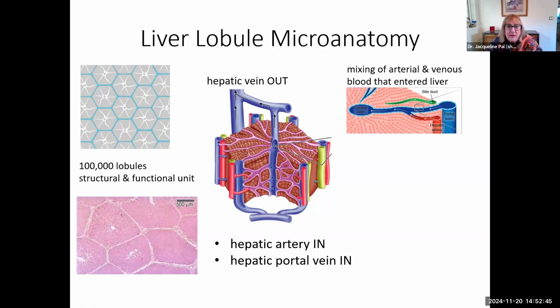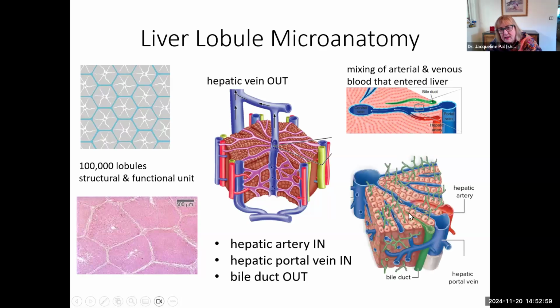And then blood travels towards the center of this liver lobule, and then eventually these will coalesce to the hepatic vein going out. Now, additionally, these hepatocytes are going to be making bile, and the bile ducts are going to be carrying bile out of the liver lobule. So it's the only thing that's going the opposite direction.